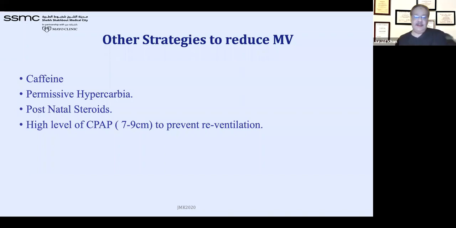So that's ventilation. Now, other strategies which help the baby in RDS are caffeine, permissive hypercarbia, postnatal steroid, and high level of CPAP maybe. We all know these. I will give you one or two slides about that.